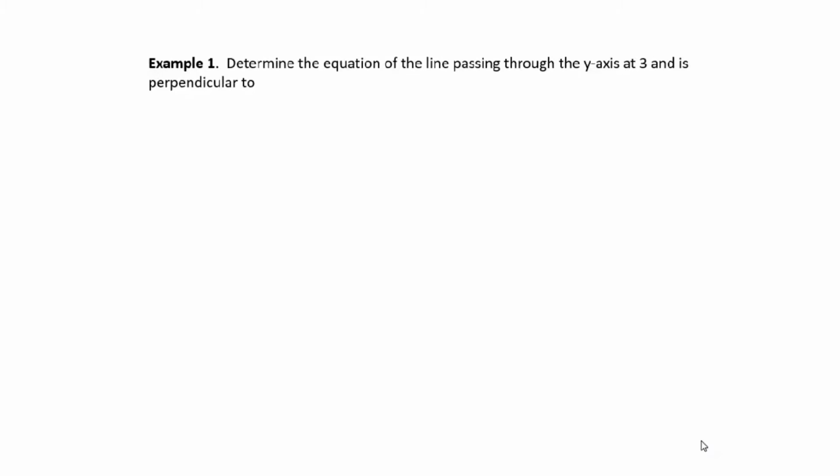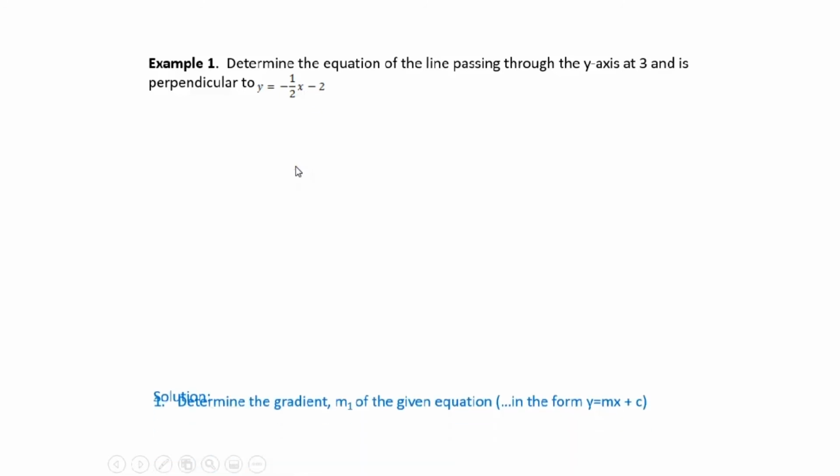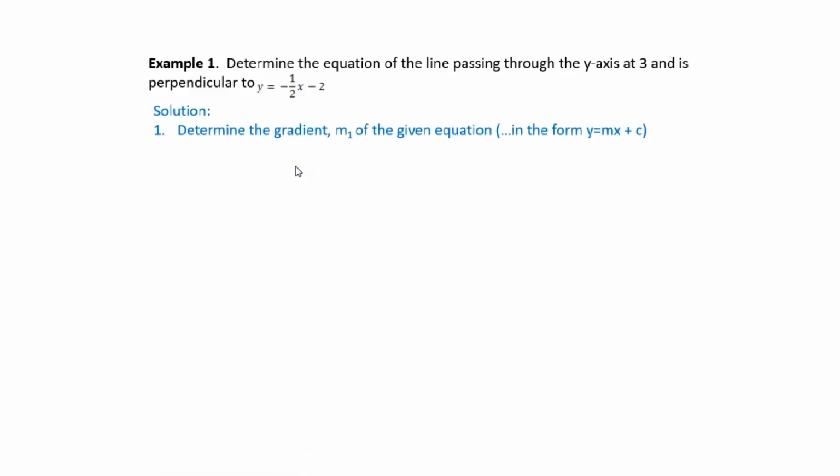So in our first example, we are going to determine the equation of the line passing through the y-axis at 3, and that line will be perpendicular to the line y is equal to minus half x minus 2. In terms of the solution, we have to determine the gradient of the given equation. We already have an equation given to us, so from this equation, we should be able to determine the gradient.